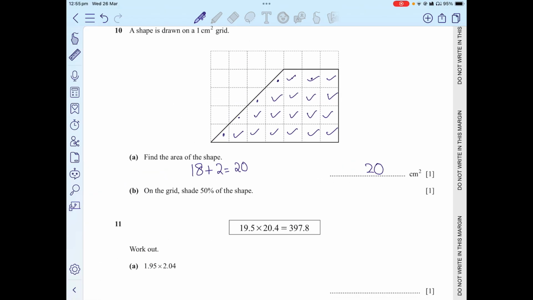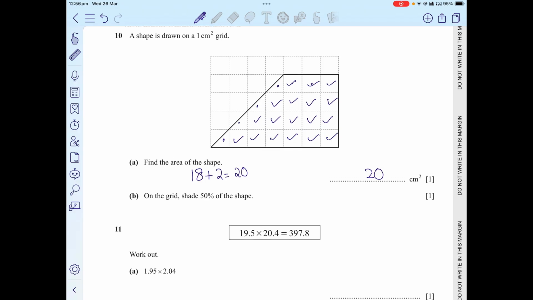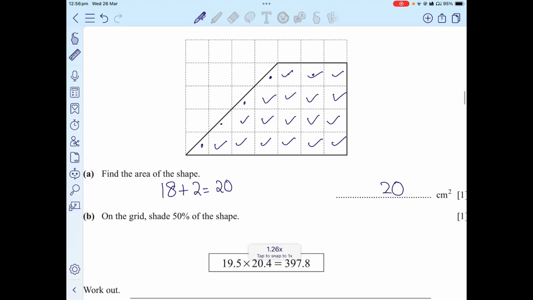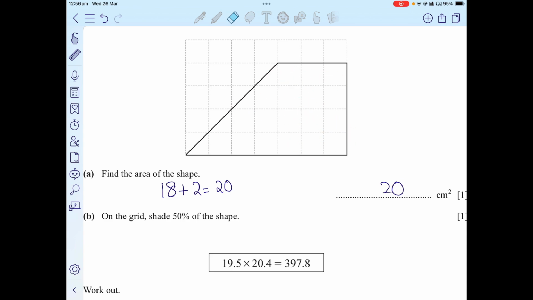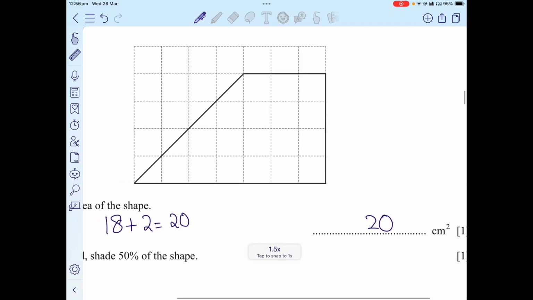How did we find out? We found out the total number of squares, and each square has an area of 1, so the total number of squares will be the total area, which is going to be 20. 10b, on the grid shade 50% of the shape. Now because we know that we have 20 and it says 50%, 50% basically means you have to shade an area of 10. That means you have to shade 10 squares.